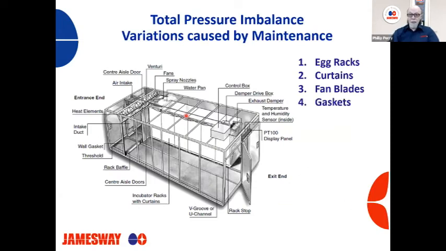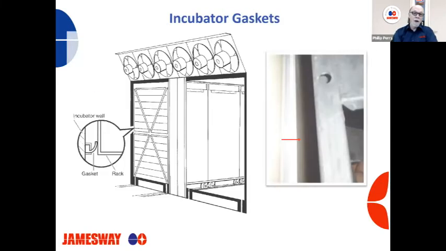The next thing we'll look at is gaskets. Anytime air is allowed to escape around these gaskets, be it our entrance in, door gaskets, all of this affects that total pressure of the machine, and it allows the air to escape and not come back through our egg racks. Here's a rack picture that shows where a gasket was completely missing when I went in to do a service call on this hatchery.